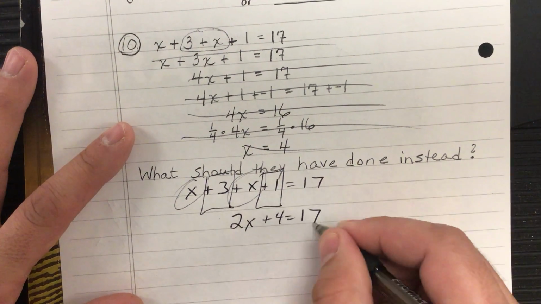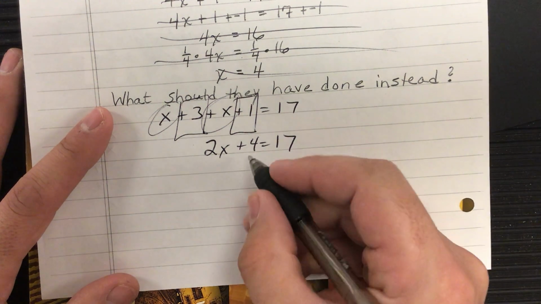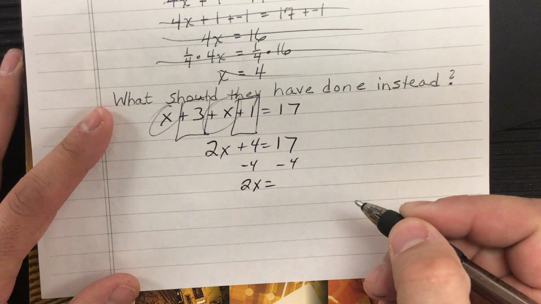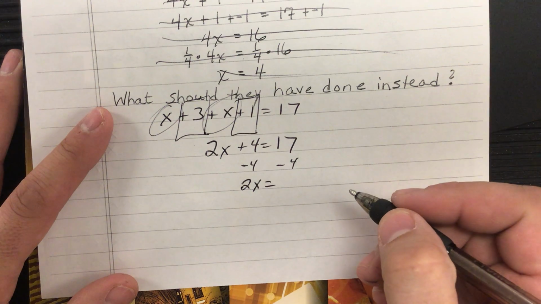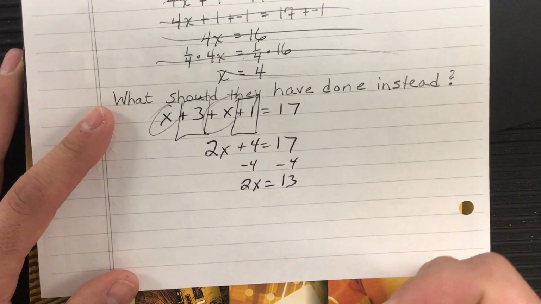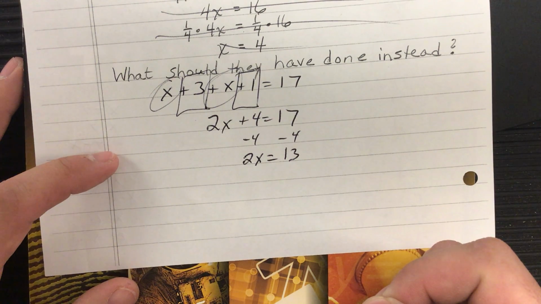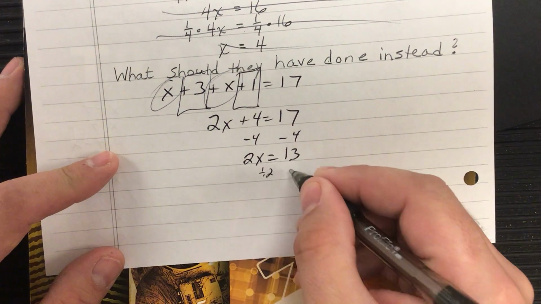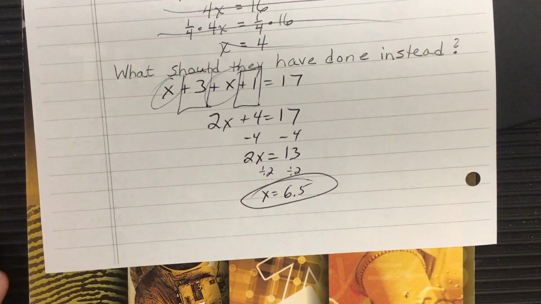Very good. And then what? And then you subtract 4 from both sides, 17 minus 4. And then it'll be 13. And then 2 times something equals 13. 6.5. Yeah, you divide by the number in front. Half of 13 is 6.5. Very good.